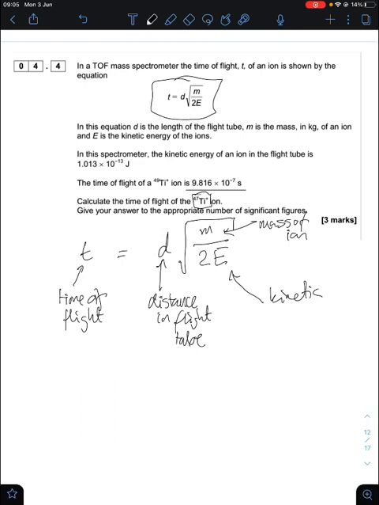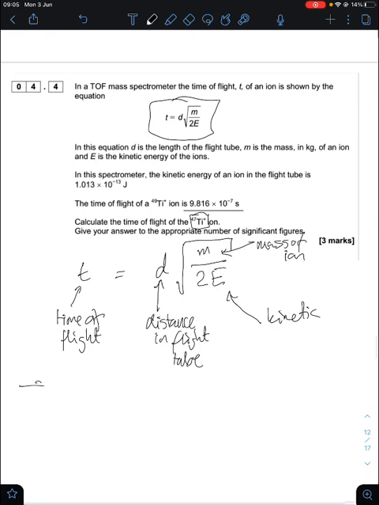Importantly, really important concept in mass spectrometry, we aim to ionize all our sample to 1+ ions. This is because this ensures that each ion has the same kinetic energy. This is really the key part of mass spectrometry.